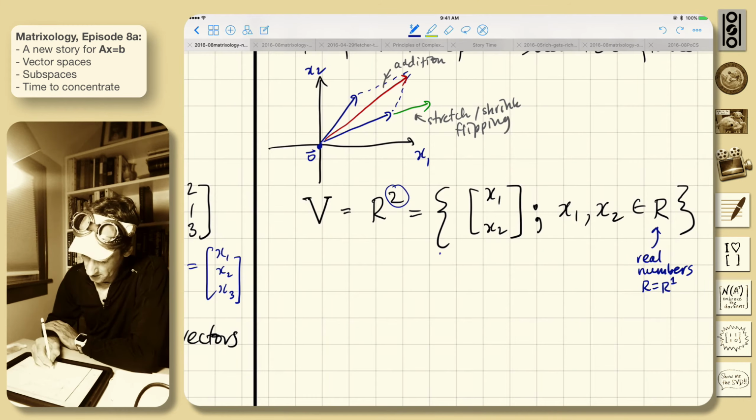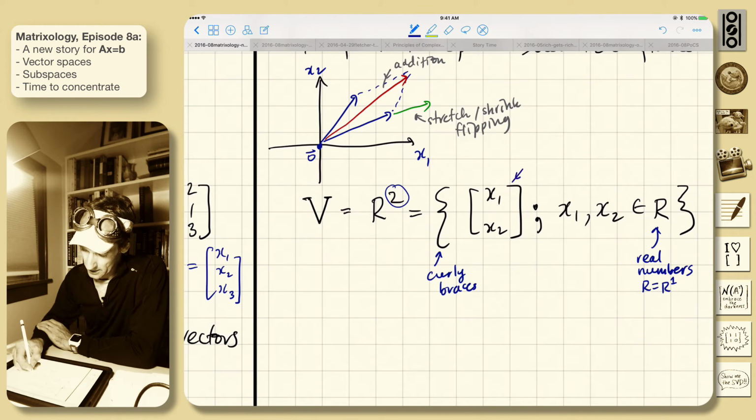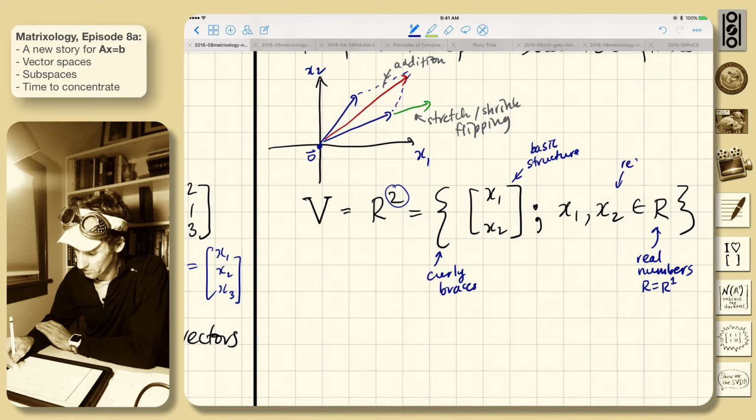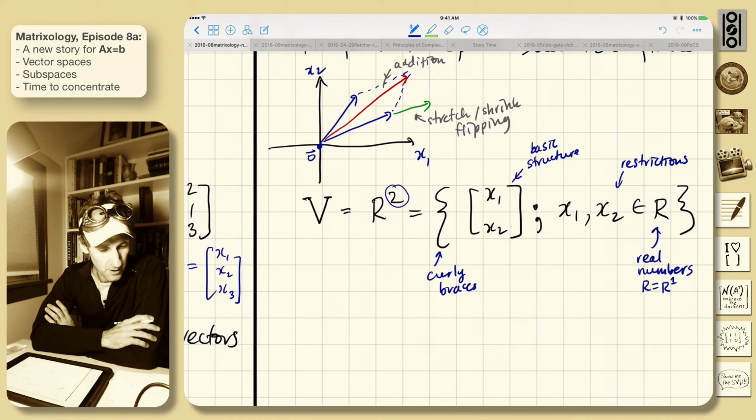So we've got the curly braces. If you don't do this, it all falls apart, right? Nice little box, it's in it. This piece tells you the structure, and these are restrictions. So this is the basic structure here, and these are restrictions, if any. Okay, very excited for you.